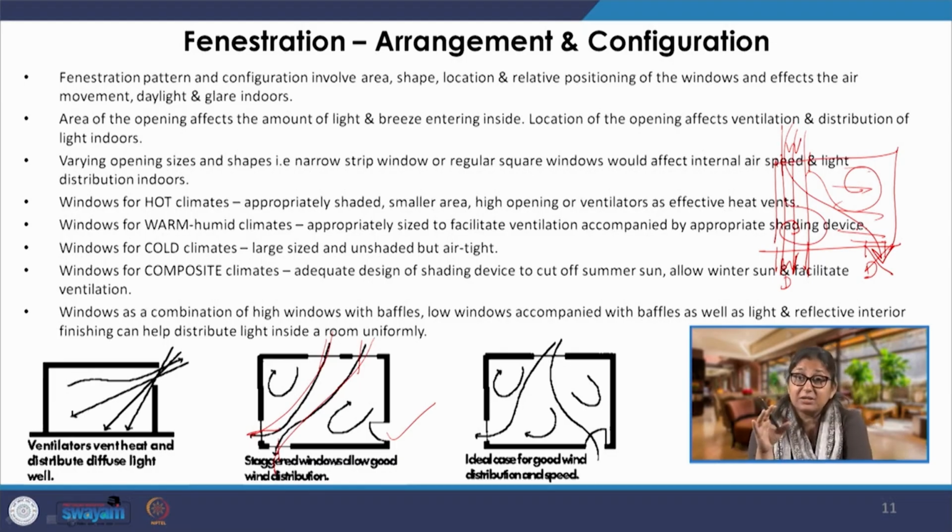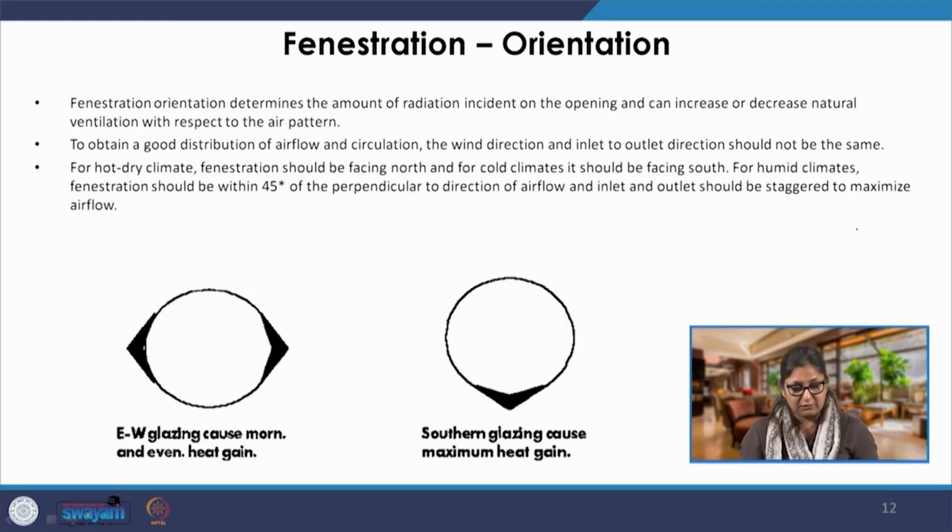So, the arrangement and configuration of windows and doors, all fenestrations in a room, to a large extent determines the amount of natural ventilation that is going to take place in the building. And there are available Indian codes which clearly give us the numbers or the extent to which natural ventilation will take place due to the fenestration arrangement and configuration.